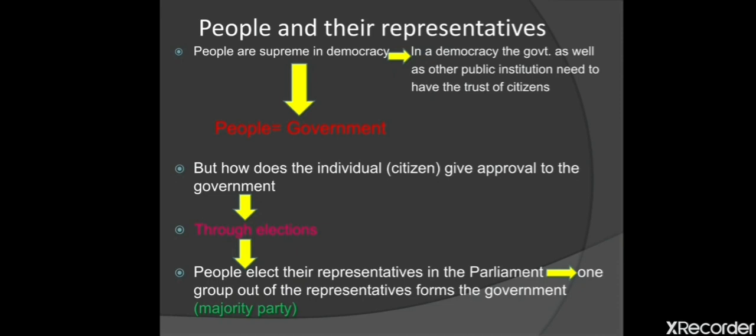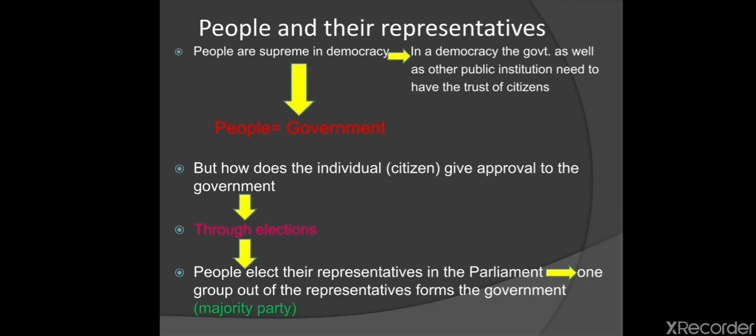But how does the individual give approval to the government? Now the question comes: fine, we agree that people form the government, and that people are directly proportional to the government. But the question arises, how does an individual give approval to the government? It is not possible for all of us to go to the parliament and sit over there and participate in the decision making. Do you think it is possible? No, not at all.